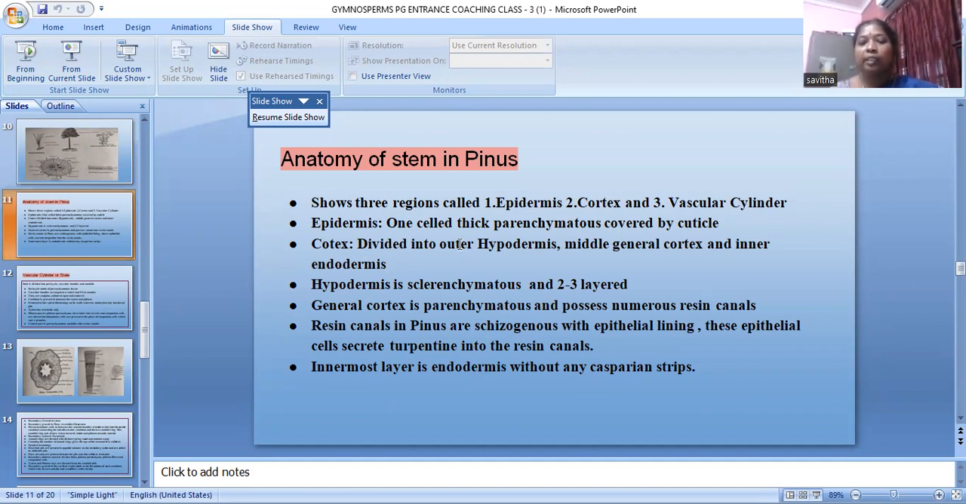So it shows three regions: epidermis, cortex, vascular cylinder. And epidermis is one cell thick parenchymatous in nature. Cortex is divided into outer hypodermis, middle general cortex, and inner endodermis. Hypodermis is sclerenchymatous and 2 to 3 layered in structure. General cortex is parenchymatous and consists of numerous resin canals, which is a characteristic feature of the pinus. These resin canals are schizogenous in nature with epithelial lining which secrete turpentine into the resin canals. Innermost layer is endodermis without any Casparian strips.